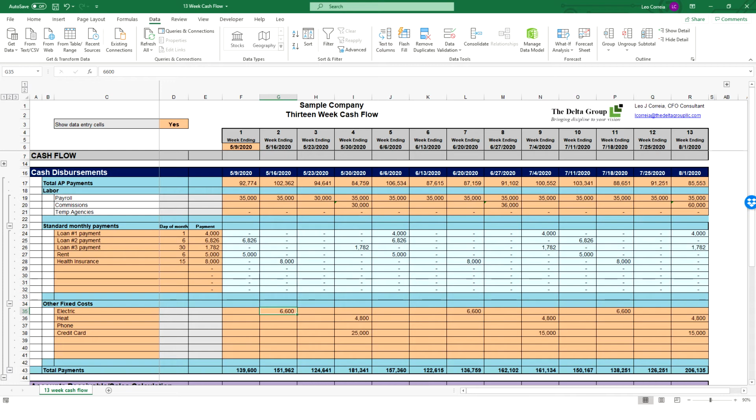If I am looking to reduce my cash outflow in week 2 because I didn't collect as much money as I was hoping I would, I can take that $6,600 out and put it in the following week. Now what I've done is I've reduced my current week and I've pushed it out to week 3.